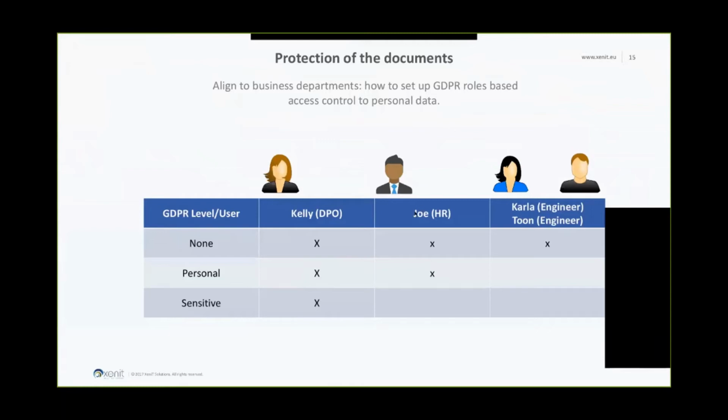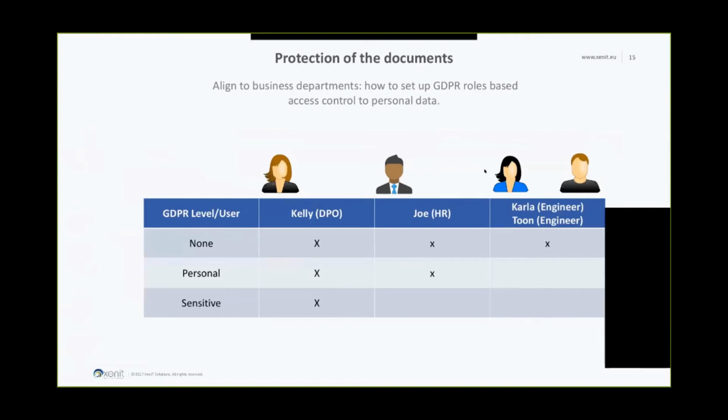Then we have Joe from HR, and because Joe is in HR, he can see documents containing personal information. Why? Because he needs to work with CVs, for example. And then the last two profiles are both engineers. Those are Carla and Toon, and they don't have to see any personal nor sensitive information, only documents that are not protected because they use technical documents.